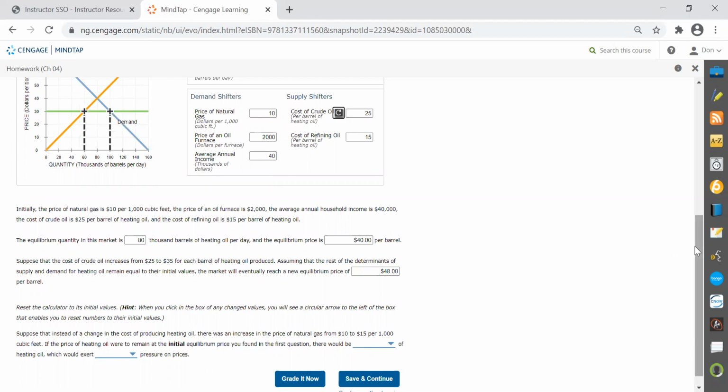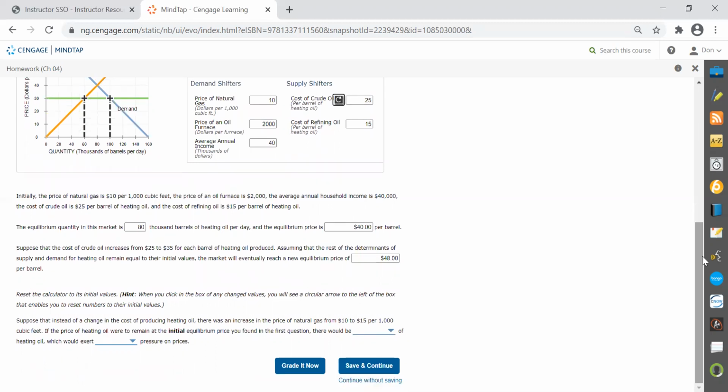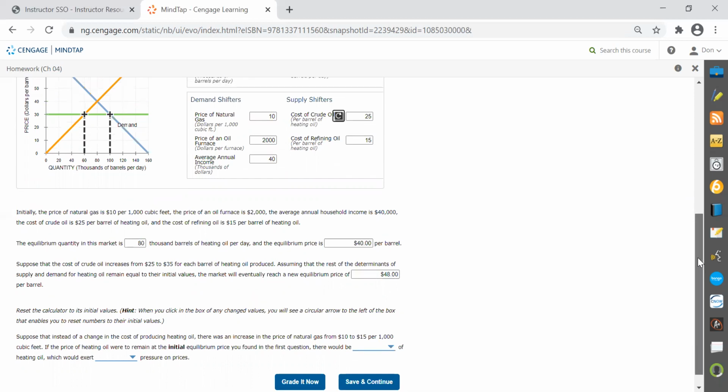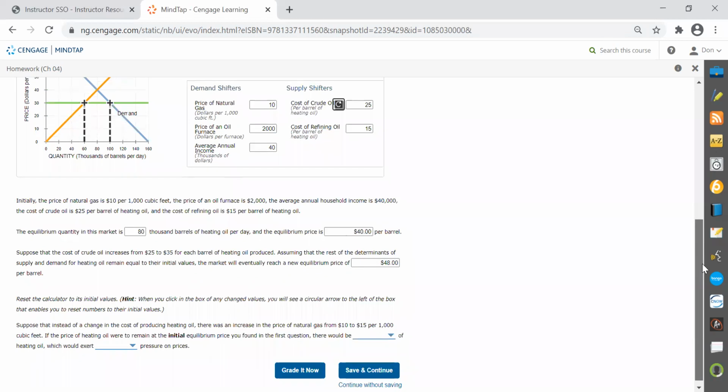Good. The last question says, suppose that instead of a change in the cost of producing heating oil, there was an increase in the price of natural gas from $10 to $15 per 1,000 cubic feet. If the price of heating oil were to remain at the initial equilibrium price that you found in the first question, there would be a blank of heating oil, which would exert blank pressure. So what we want to do now is change the price of natural gas from $10 to $15. Come up here, change that to 15.